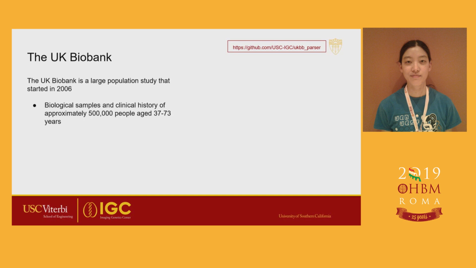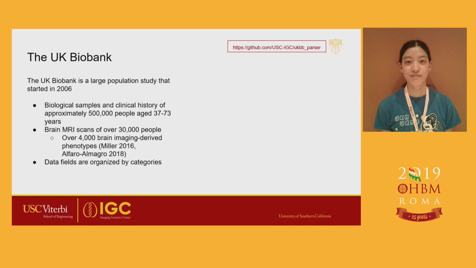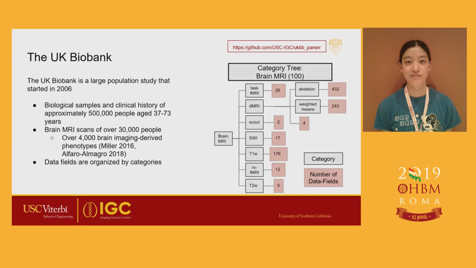For those of you who are not familiar, the UK Biobank is a large population study that started in 2006. It started with a collection of biological samples and clinical history of approximately 500,000 people aged 37 to 73 years old. Brain scans were acquired of over 30,000 people, and they've done a lot of image processing and have derived over 4,000 brain imaging derived phenotypes.